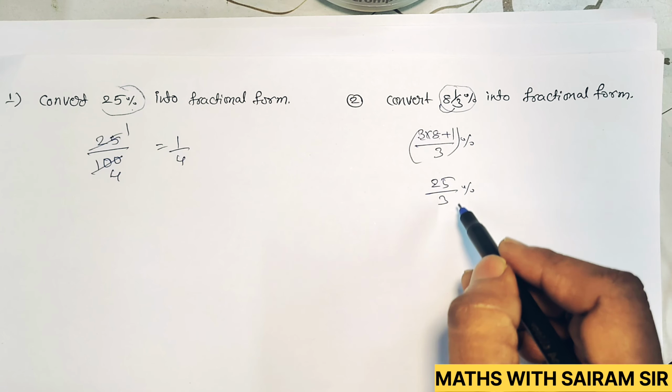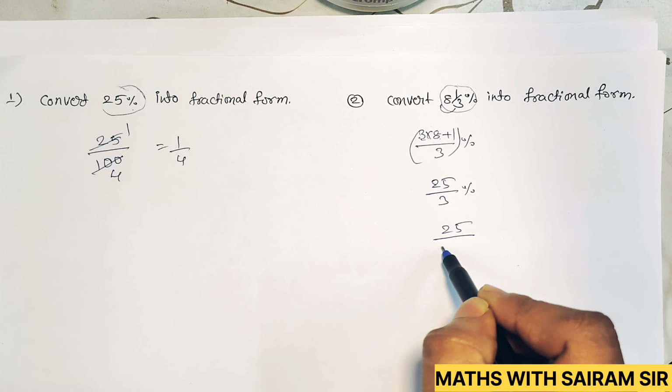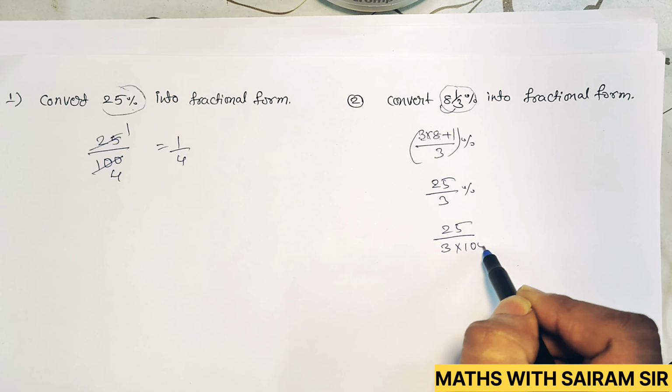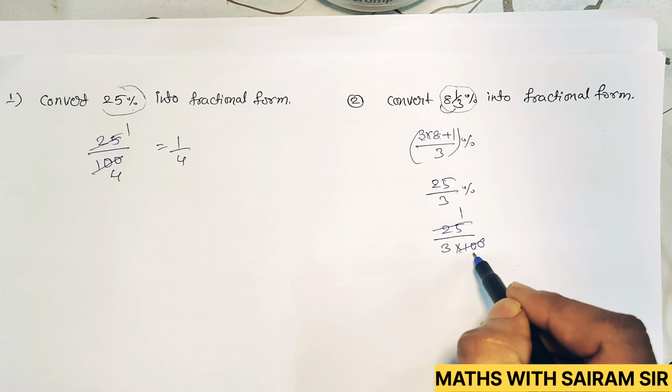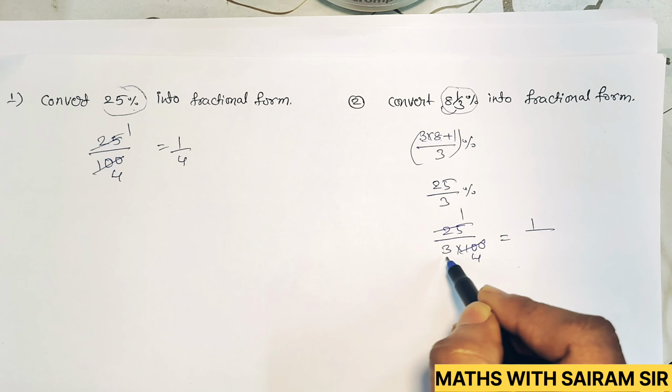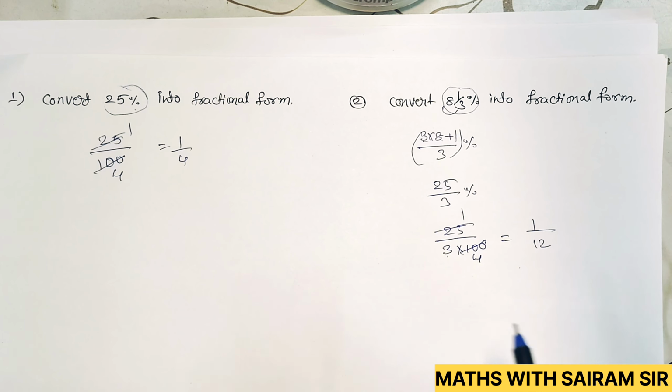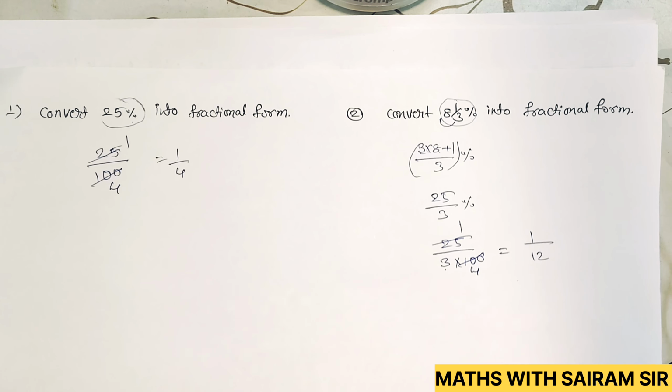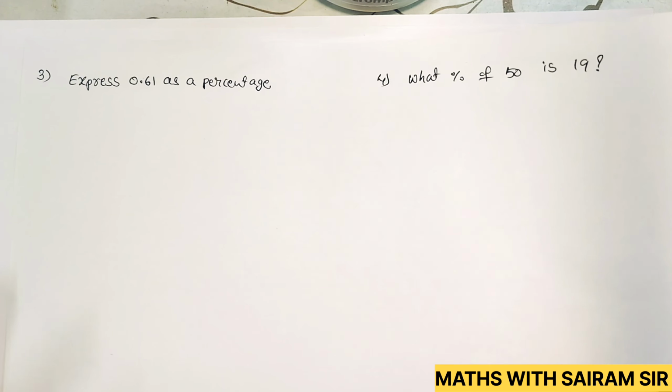Now to remove the percentage symbol we need to take a 100 in the denominator. So now 25 ones are 25, 4 fours are 100, so 1/3 into 1/12. So what is the fractional form of this 8 whole 1/3 percentage? That is 1/12. Now let us see this next question.